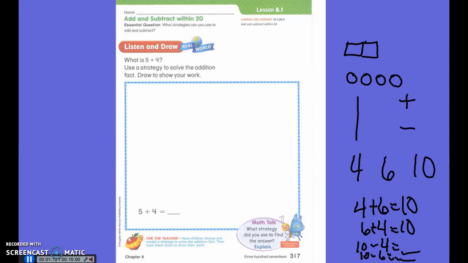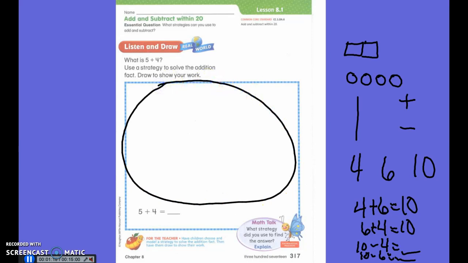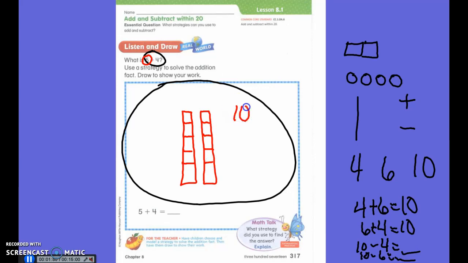So choose a strategy and model it on your paper. We are trying to find out what 5 plus 4 equals. Now, when I see 5 plus 4, I can think of my doubles minus 1. So if I have my doubles, I know what 5 plus 5 is. It's really easy for me. 5 plus 5 equals what? You're right, 5 plus 5 equals 10.